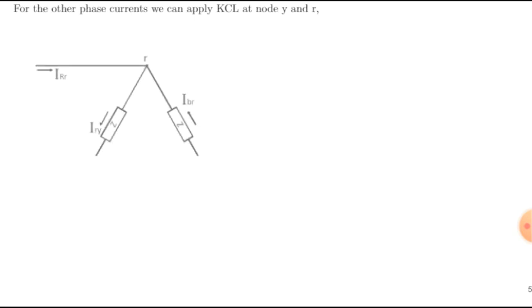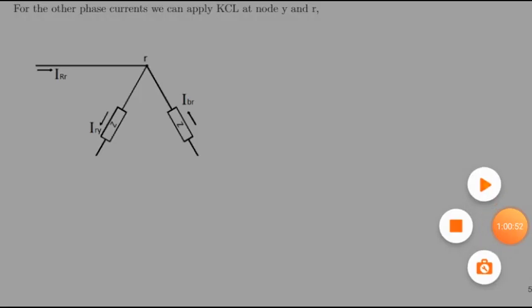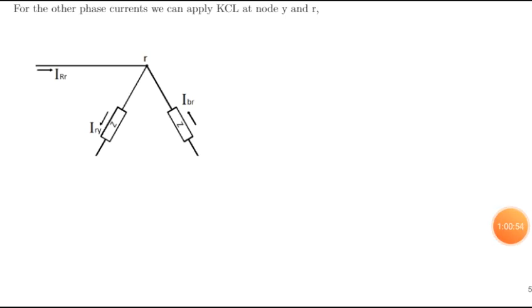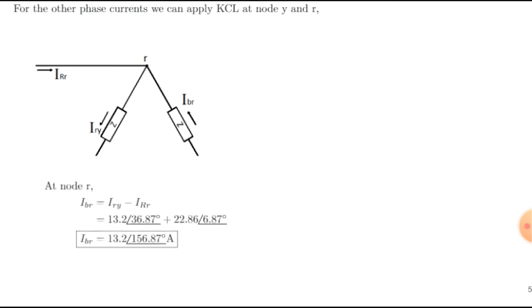So for the phase currents, if we already know the line currents, here we already solved IRY, so we can now solve for IBR using KCL at node R. So IBR will be equal to IRY minus IRR. So the answer will be 13.2 angle 156.87 amps. So they have the same magnitude as the IRY, so our answer must be correct.